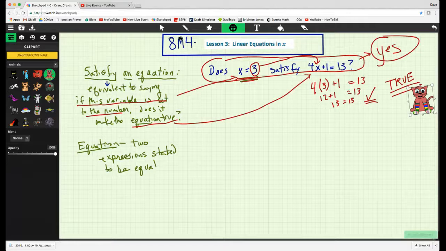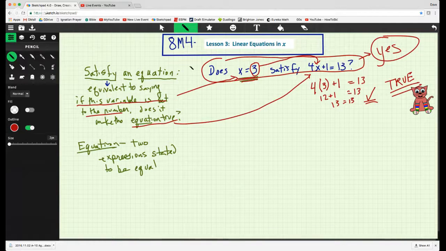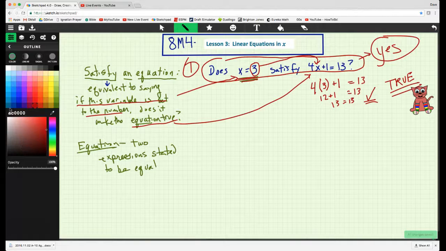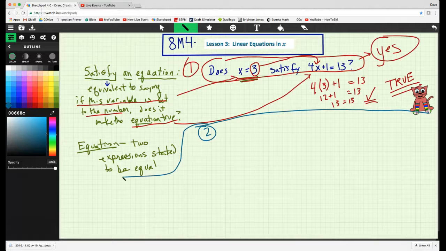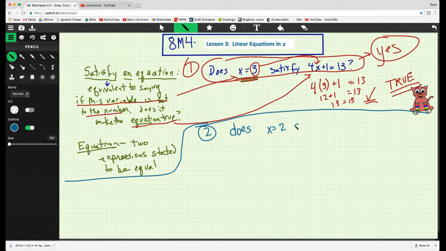And now let's look at another example. That was example 1. Now let's go on and do question number 2. And I bet you can guess what I'm going to do on question number 2. So let's just see. Here we go. Does x equal 2 satisfy the equation 5 times x plus 2 minus 3 equals 15?